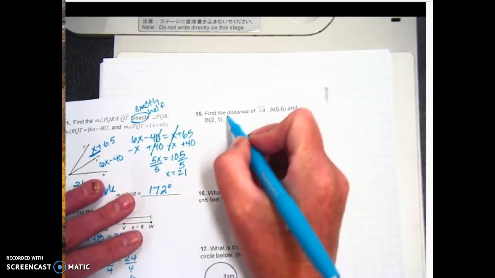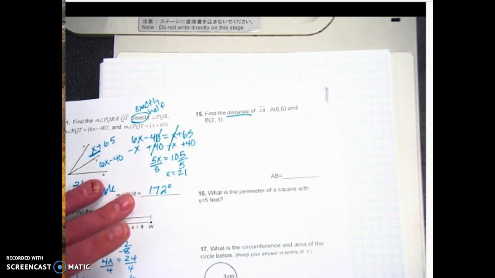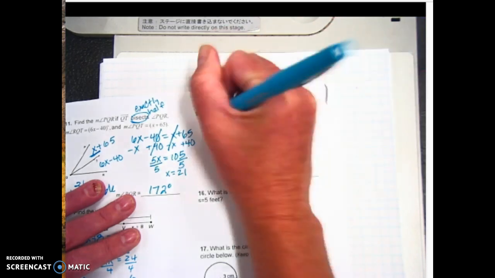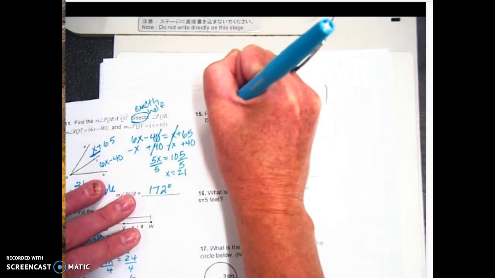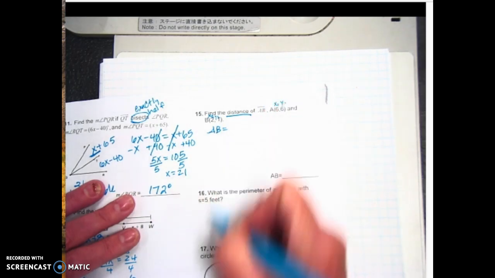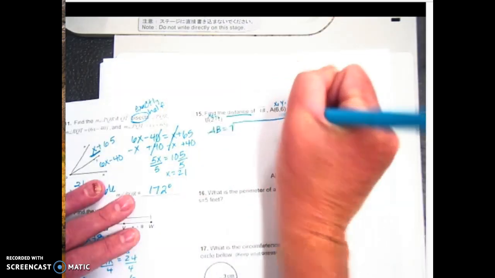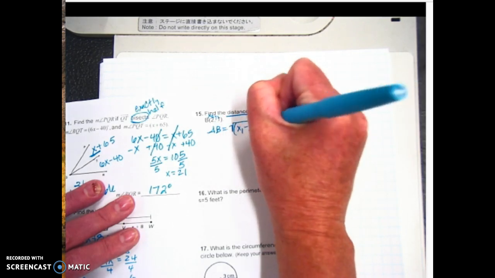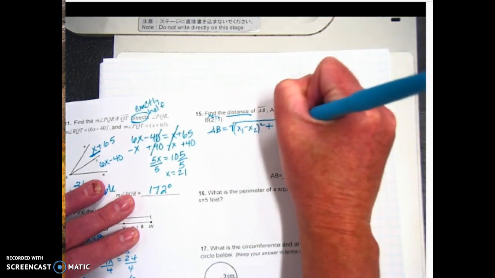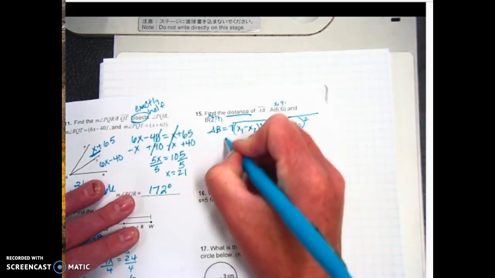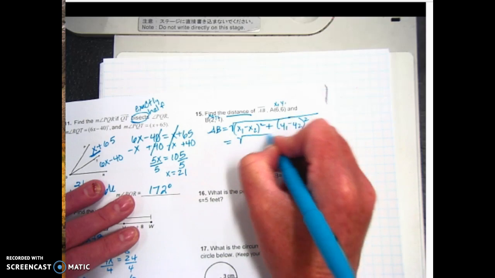For 15, we're going to find the distance, so we're going to use the distance formula. Again, we can label them x1 and y1, x2 and y2, and then make sure you plug them in the right spot. If we're finding the length of AB, I'll write the formula for you first. We take your x's, subtract them, and square it. Take your y's, subtract them, and then square it. We just want to make sure we plug all that in correctly.